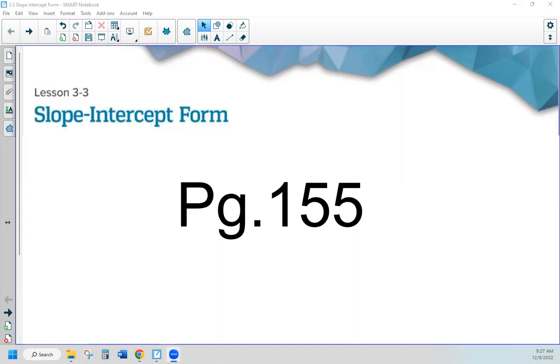Lesson 3.3. This is called slope-intercept form. Super, super easy lesson, especially if you thought the ones before were kind of simple as well. All right, so you are now working in your book. No worksheet for this one. You're working in your book.